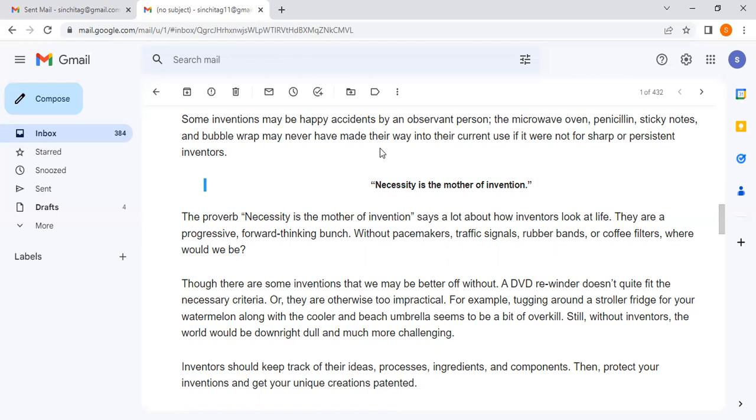Do you know the meaning of sharp or persistent inventor? Tell me, beta. Sharp means very intelligent, and persistence means when one fails, they never give up. They persist and actually get their success.